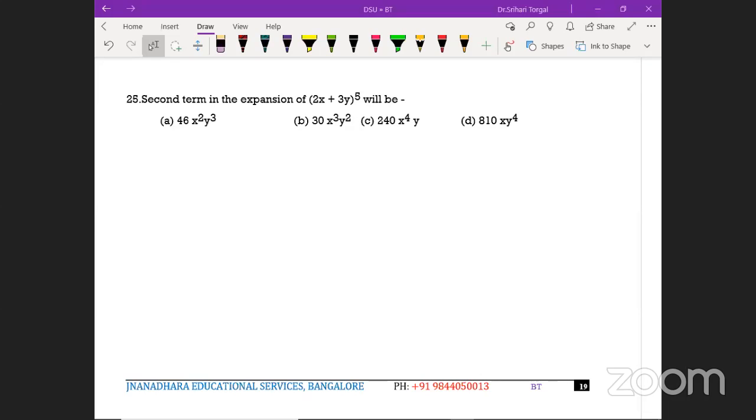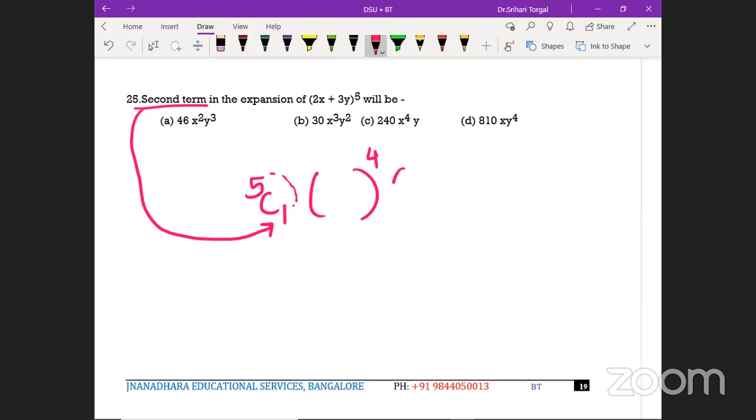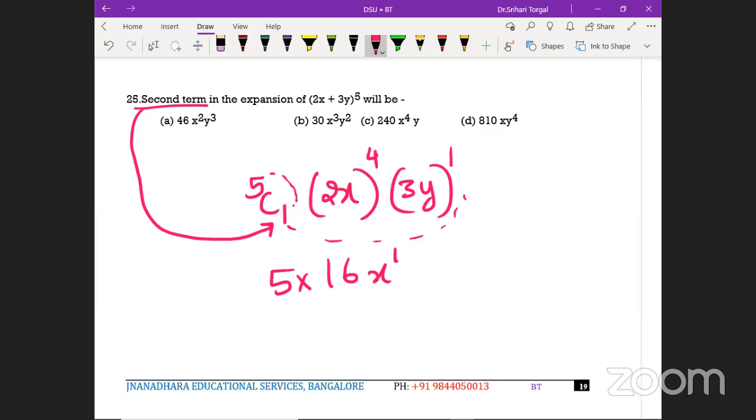Yes, many of them are asked. It is option B is the answer. For the second term, I'll tell you how to write the second term. 5C, if it is the second term, just write 1 here. 5C1. And if you subtract these two, you will get 4. And raise this power as 1 directly. Here is the first term, here it is the second term. What is 5C1? We know that it is 5. 2 power 4 is 16 into x power 4 into 3 into y.